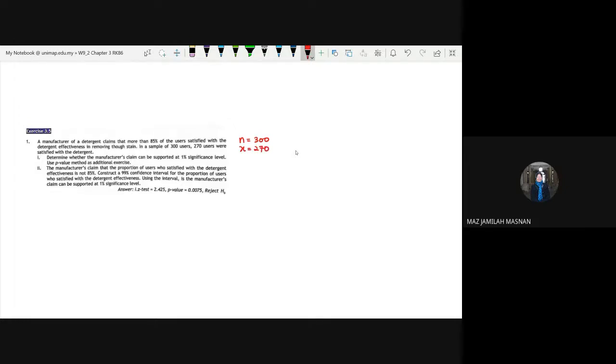And then your alpha, it would be different. What is 85? You can see the claim here: a manufacturer of a detergent claims that more than 85. So here, this will be your P is greater than 85. You can put 85% or you can put 0.85.